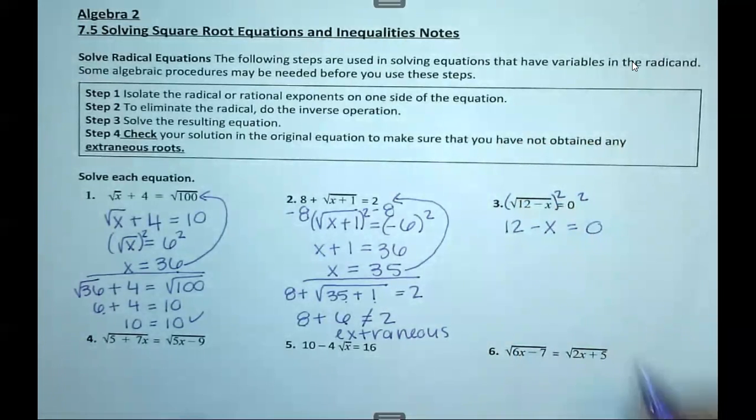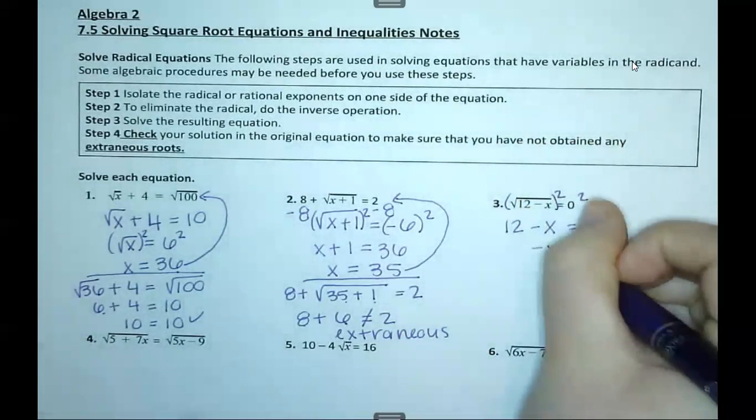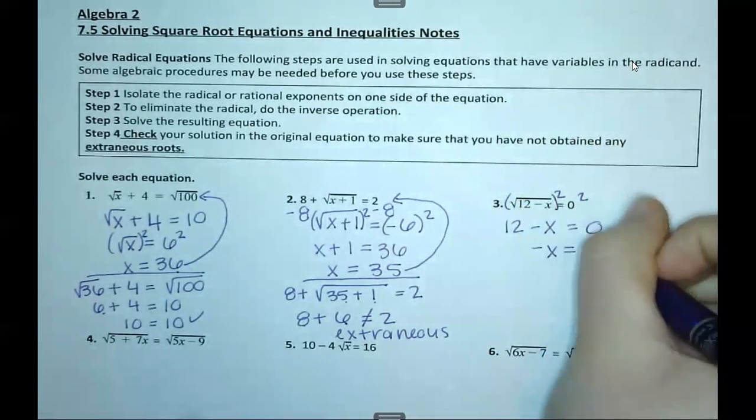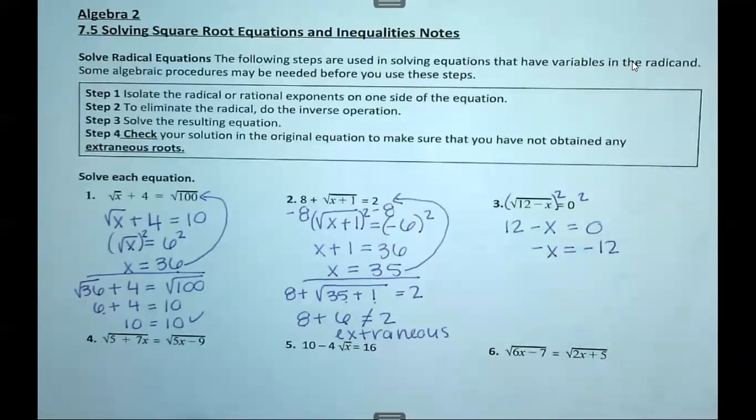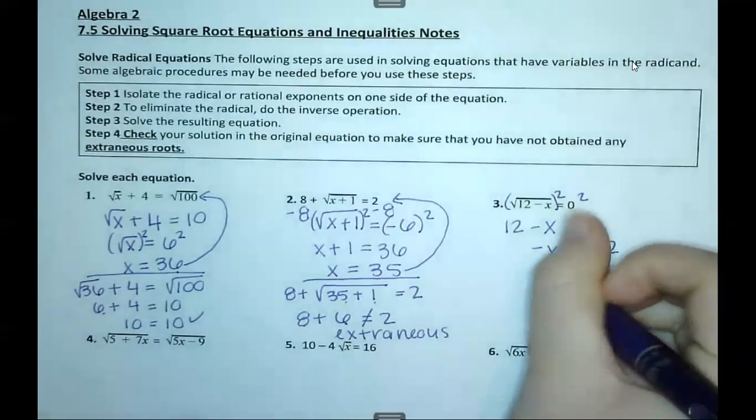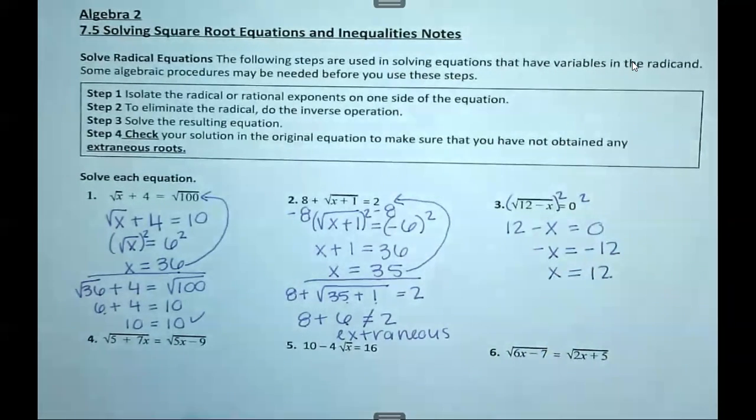Now we need to solve for x, so I subtract 12 from both sides, and I have negative x equals negative 12. I don't like my variable to be negative, so I'm going to divide both sides by -1, which just makes them both positive.